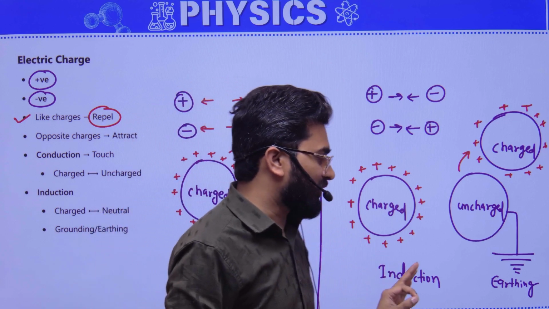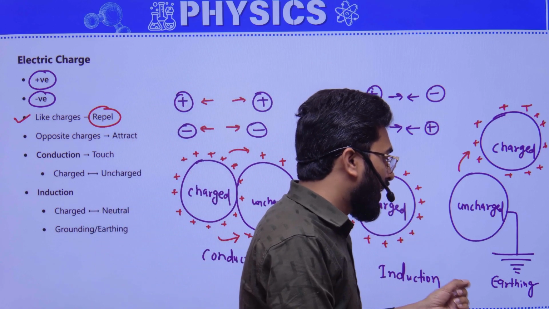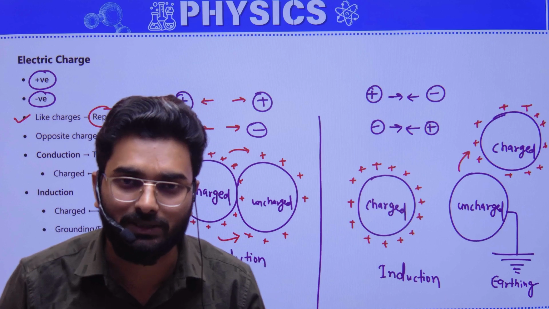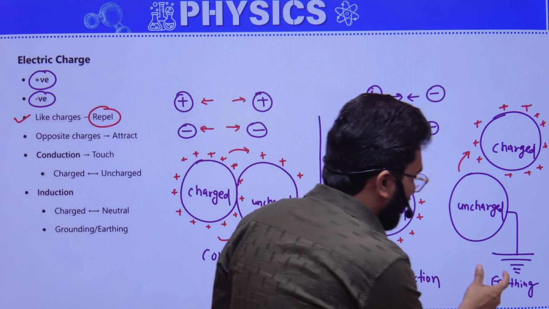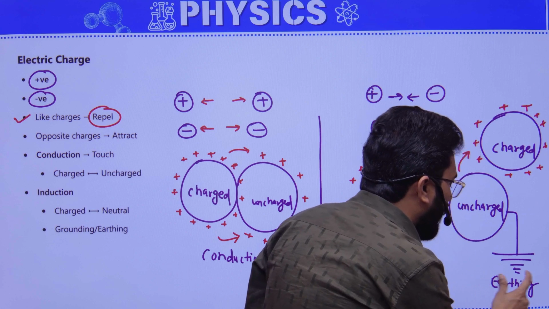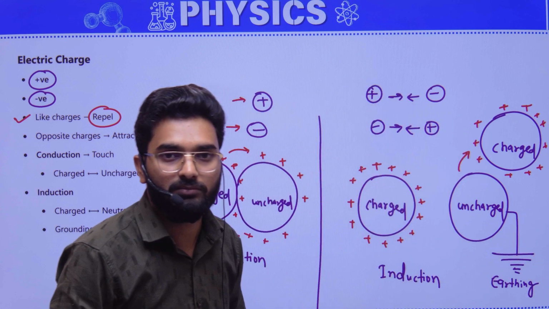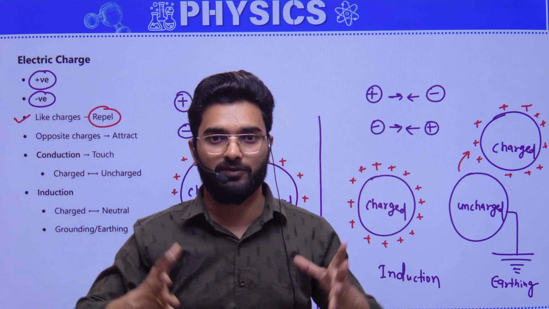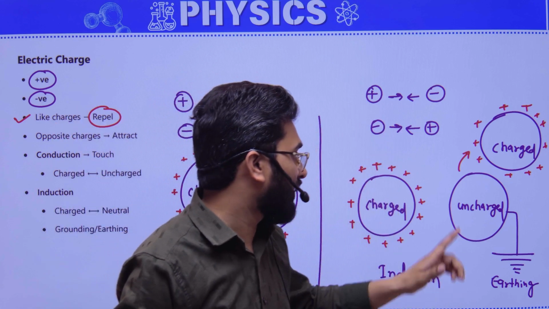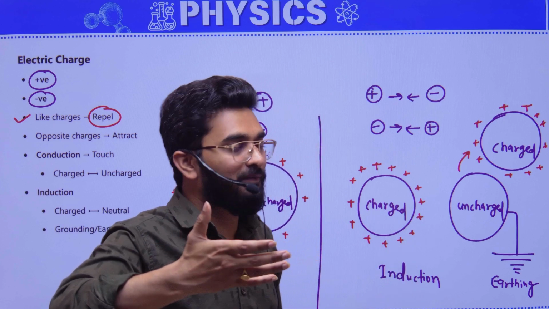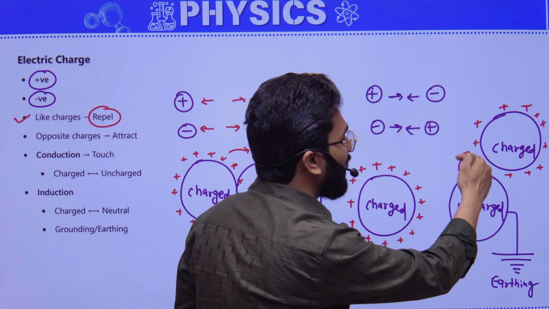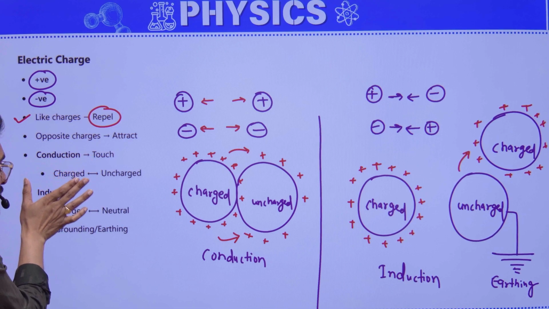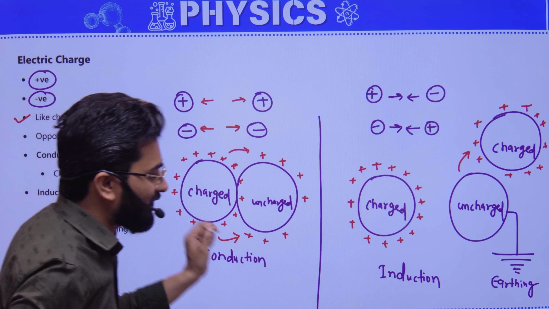In the induction process, it's very important that we keep earthing with the uncharged object. Why do we use earthing? It's very simple. There are a lot of electrons in the earth, a sea of electrons. Those free electrons help to charge this uncharged body, and after a while we see that the uncharged body is converted into a charged body. So these two phenomena are important, which I already discussed with you.